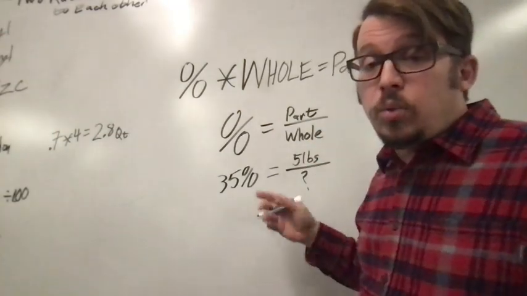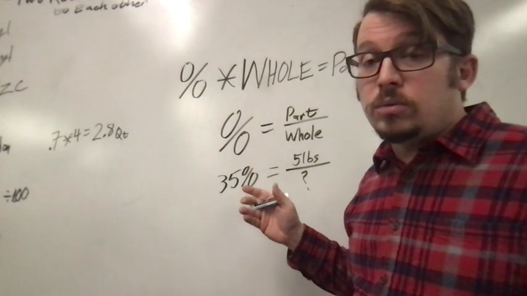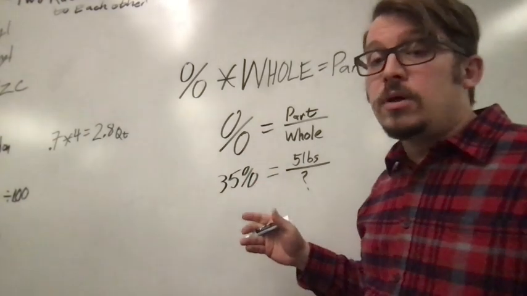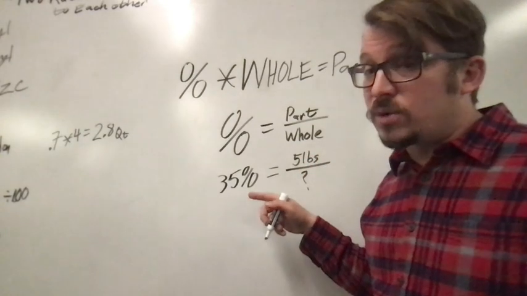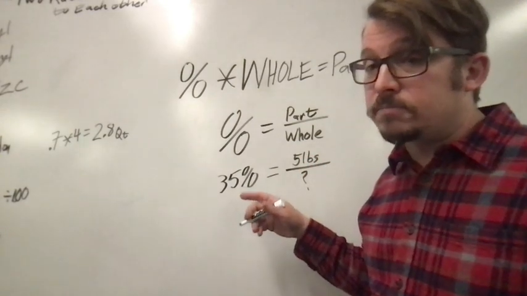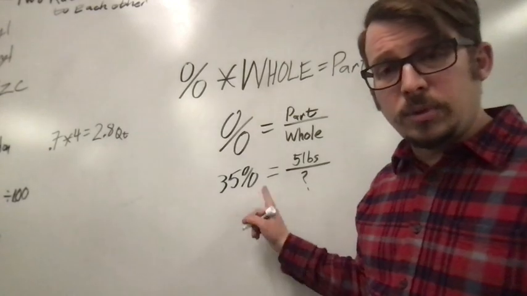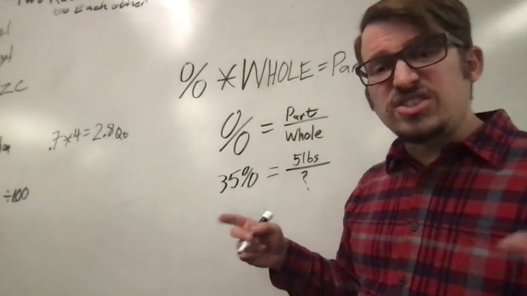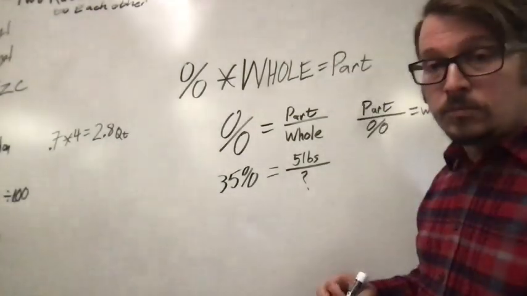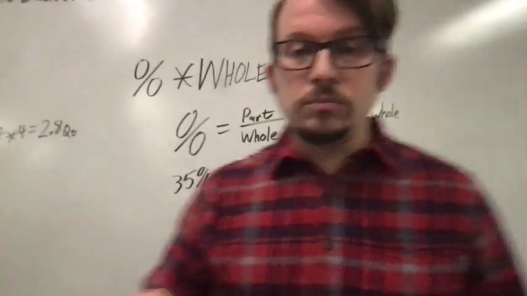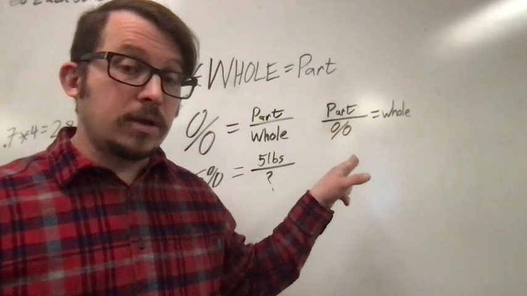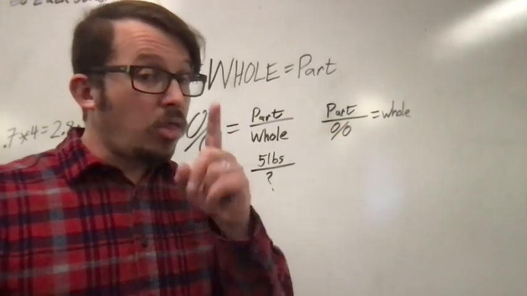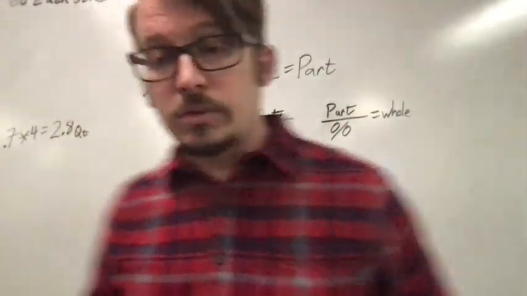So we want to know what's the whole total weight of the cookie dough if you've got 5 pounds of chocolate chips in there and that's 35% of the weight. Well, is this the right formula to use? No! Let's shuffle it around some. Okay, so we need to know that part divided by percent equals whole. That one will be useful for us.